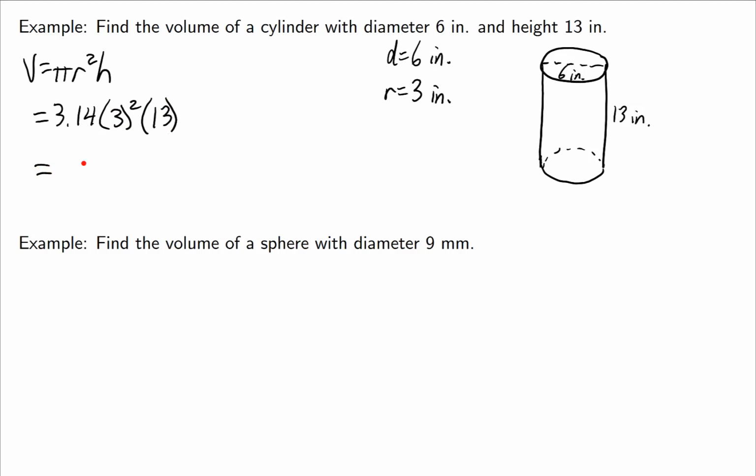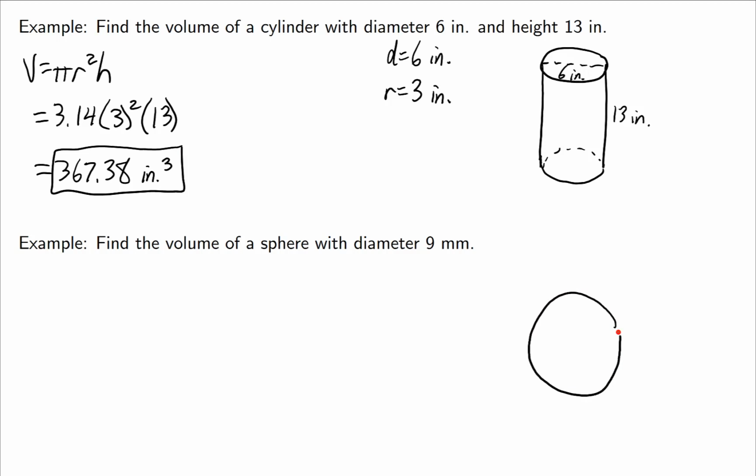And when I do that, I get 367.38, and this would be inches cubed. If you use the pi key here, your answer would probably be a little bit larger. Last one, find the volume of a sphere with diameter 9 millimeters.